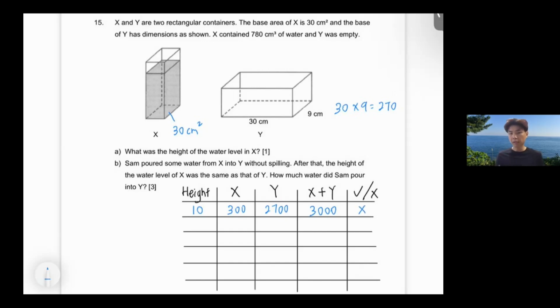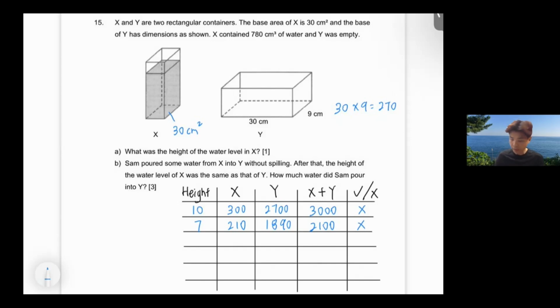So for students who are able to identify that 3,000 cubic cm is more than 780 cubic cm, the second guess for the height of the water would have to be less than 10 centimeters. So let's go for a height of 7 cm. Let me work it out quickly. The volume of water in X will be 210 cubic cm, and the volume of water in Y should be 270 multiplied by 7. You will get 1,890. And that's a combined volume of 2,100 cubic cm. Again, it's too much. So this 7 cm is a wrong estimate also.